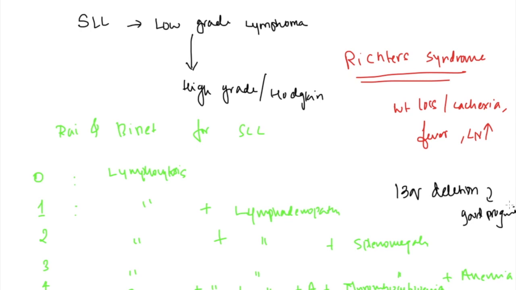Then there is SLL staging, Rye and Bennett staging. And just bear in mind what Richter syndrome is. It is a low-grade lymphoma which will transform into a high-grade lymphoma. Features will include weight loss, cachexia, fever, sudden increase in lymph node size, and increased number of lymph node involvement. Okay, so that's it about CLL, SLL. See you in the next video.